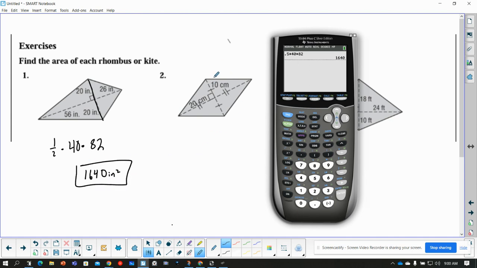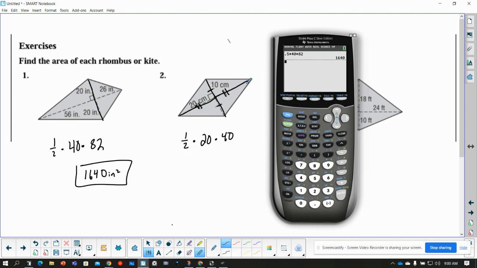The second one, do you know what it is? Is it a rhombus or a kite? Well, it's a rhombus. All right, so this is 10, and this little line here means this is the same. So this diagonal going across this way, 10 and 10 makes 20. This diagonal going across this way, it's got 2 lines there, 2 lines there. That means those are equal to each other. So 20 and 20 makes 40, and times 1/2.